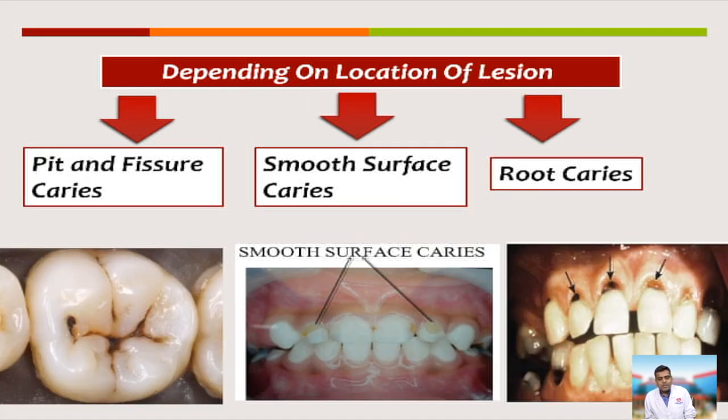Then depending upon the location of the caries, if the caries is present in pit and fissure, it is known as pit and fissure caries. If the caries is present on the smooth surface, that is either on the buccal, lingual, mesial or distal, it is known as smooth surface caries. If the caries is present on the cementum of the tooth, then it is known as the root caries.